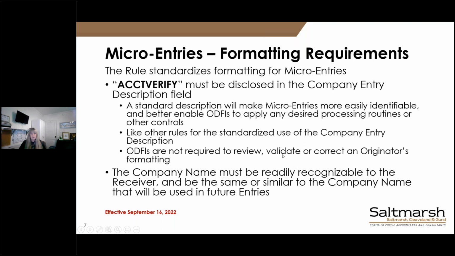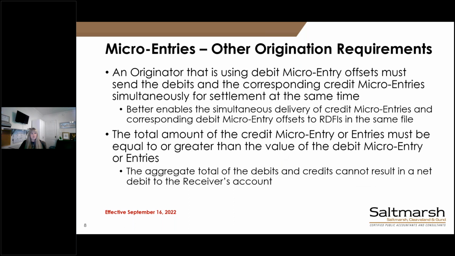So the next one is also effective September 16th of this year. These are additional other origination requirements. I think this slide and the next slide are going to hit this. An originator that is using debit micro-entry offsets. Again, debits are not required, but if you are using debit micro-entry offsets, you must send the debits and the corresponding credit micro-entries at the same time and have the same settlement date.